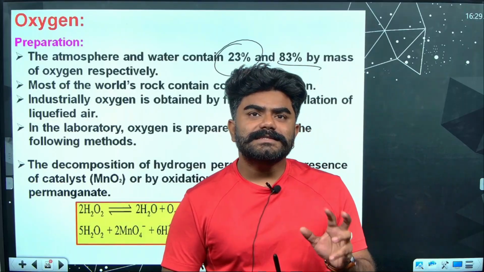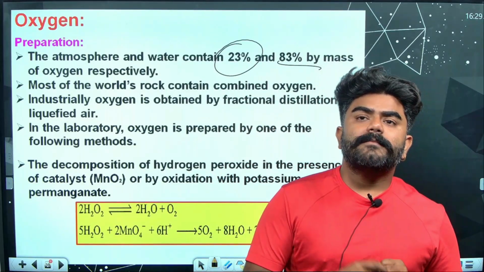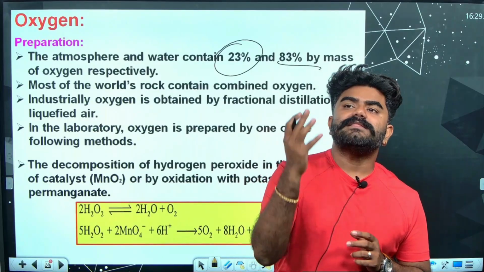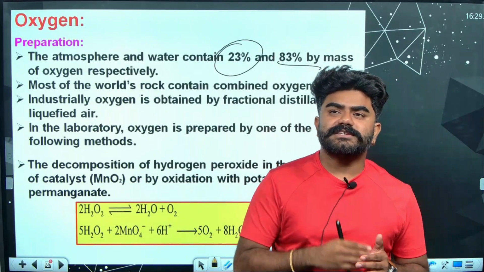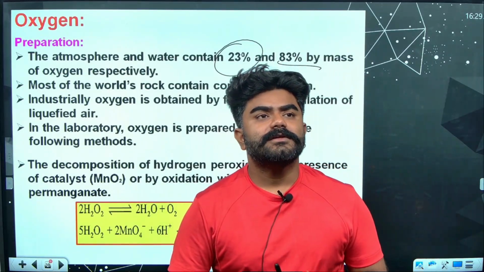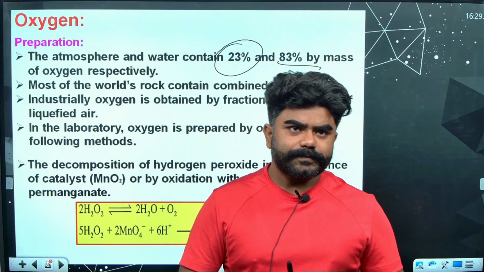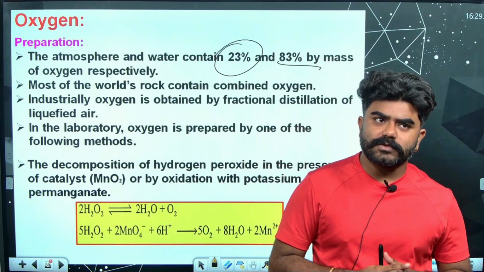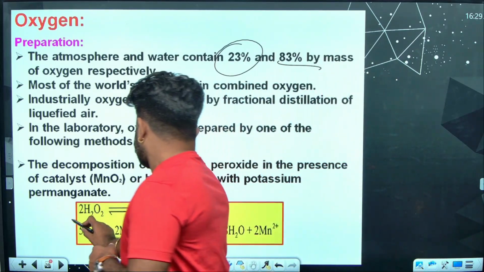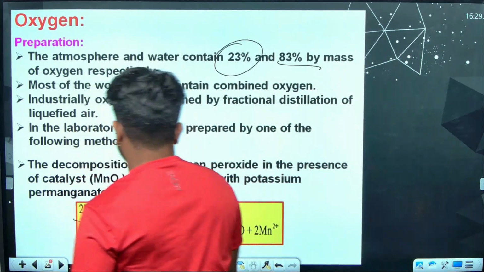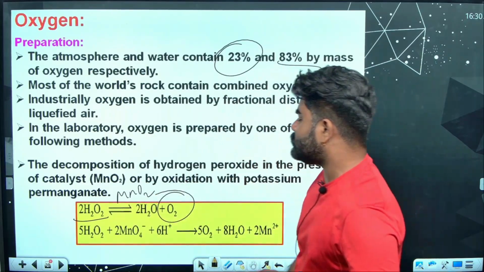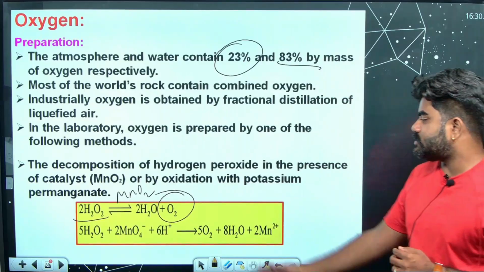அதர் தென் தேட் இண்டஸ்ட்ரியலாக இந்த ஆக்சிஜனை எப்படி ப்ரிப்பேர் பண்ண முடியும் அப்படின்னா பை லிக்விஃபையிங் த ஏர், அந்த ஏர்லேருந்து நம்ம ஃப்ராக்ஷனல் டிஸ்டிலேஷன் பண்ணி ஆக்சிஜனை மட்டும் நம்ம செப்பரேட்டாக எடுக்க முடியும். ஸோ தட் இஸ் ஹவ் வி ப்ரிப்பேர் ஆக்சிஜன் இண்டஸ்ட்ரியலி. And laboratory method of preparation of oxygen பார்த்தீங்கன்னா we can decompose hydrogen peroxide such a way that it gives oxygen in the presence of catalyst like MnO2, manganese dioxide catalystல decompose பண்ணி நம்ம oxygen prepare பண்ணலாம்.